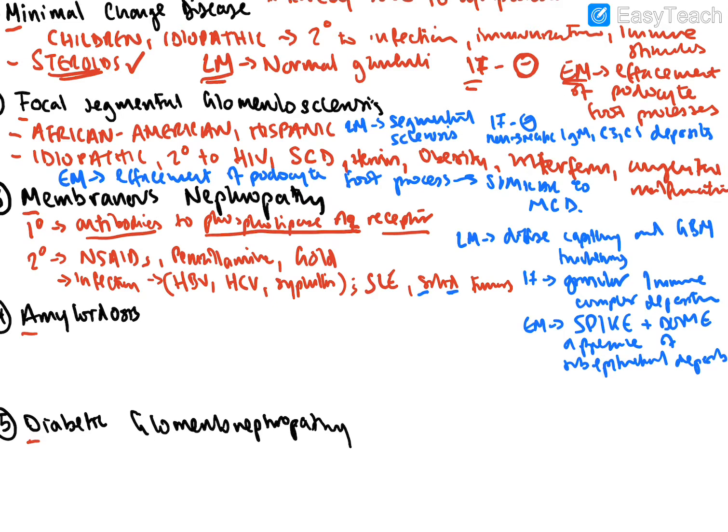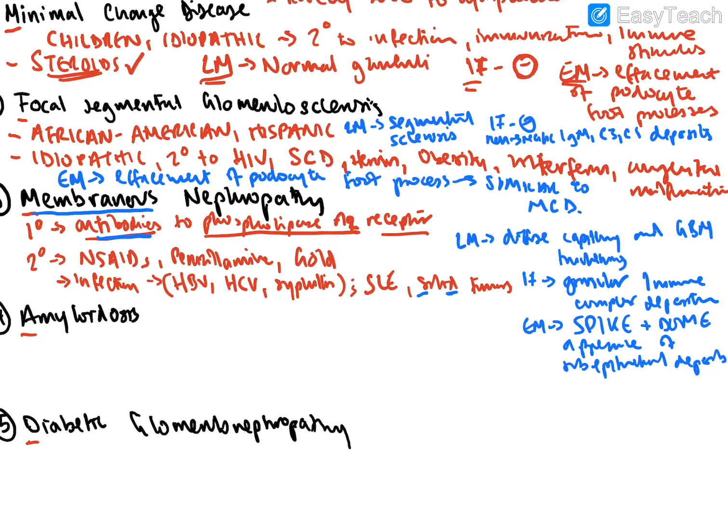So light microscopy, due to the membranous, a lot of membranes, so diffuse capillary and glomerular basement thickening. And then antibodies is another key word. Immunofluorescence, granular immune complex deposition. And then finally on your electron microscopy, you have the spike and dome appearance of the subepithelial deposits. Okay, so that is membranous nephropathy.